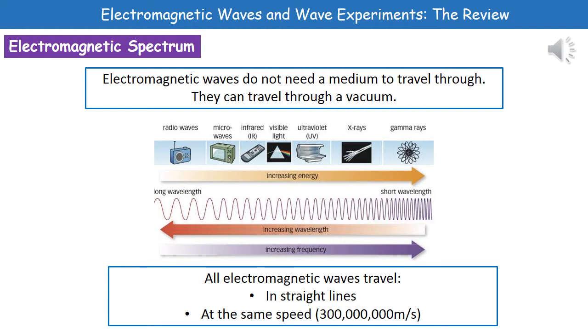So on the far left we've got the radio waves, then the microwaves, infrared, visible light, ultraviolet, X-rays, and finally the gamma rays. What we can see is going from left to right, we've got an increasing frequency and increasing energy. However, the wavelength decreases as we go in that direction.